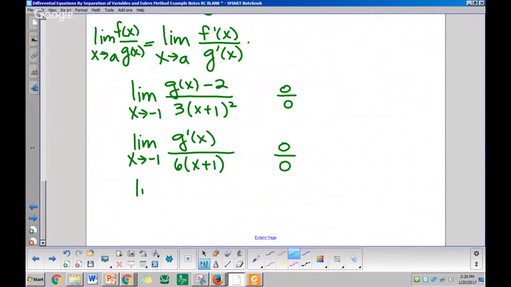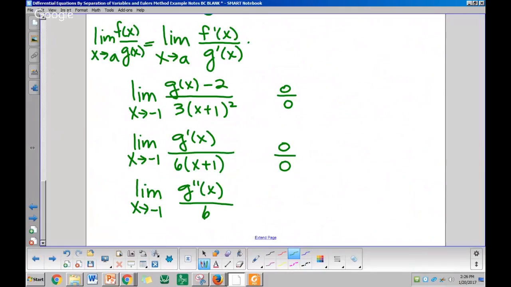So it's going to be the limit as x goes to -1 of, well, what is the derivative of g prime? G double prime of x over 6.